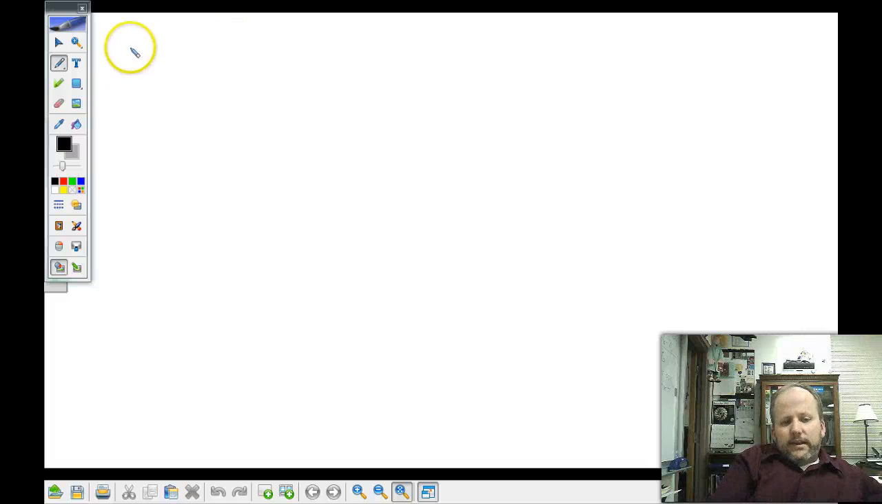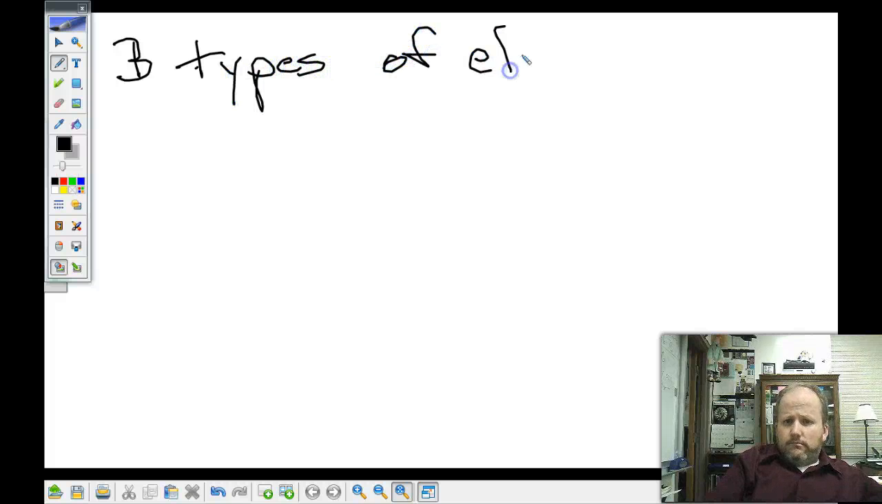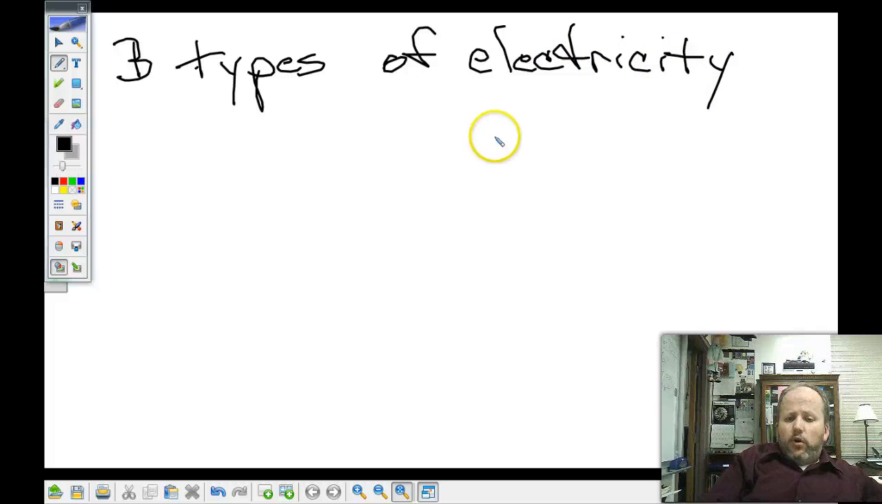Today in class I said that there are three types of electricity. And it's very important, especially when we get into chemistry, to know that electricity is simply the movement of electrons.